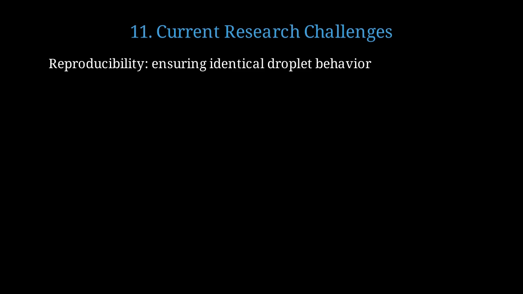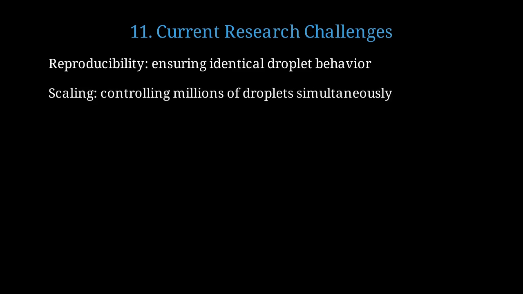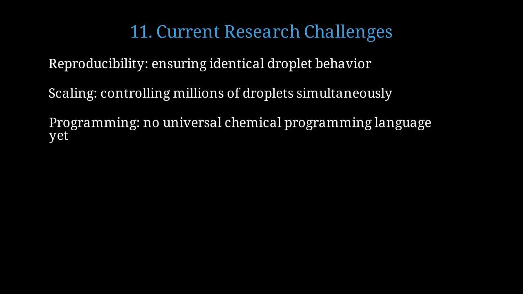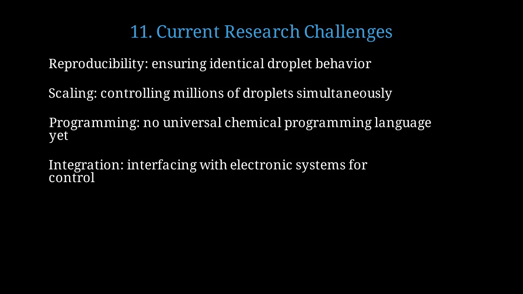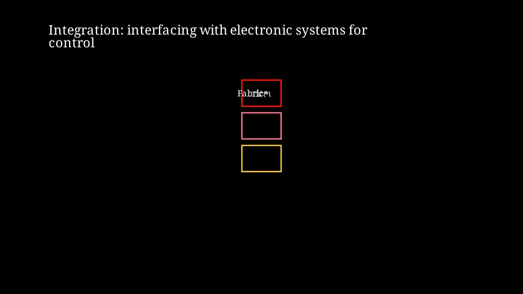What are the major obstacles preventing widespread adoption? Reproducibility is challenging because even tiny variations in droplet size or composition can alter computational behavior. Scaling up requires controlling millions of droplets simultaneously with precise timing and positioning. Programming chemical computers is difficult because we lack universal chemical programming languages and standardized gate libraries. Integration requires interfacing chemical systems with electronic controllers, bridging vastly different time and energy scales. 3 major technical hurdles: precise fabrication of droplet arrays, real-time control systems, and reliable readout mechanisms.